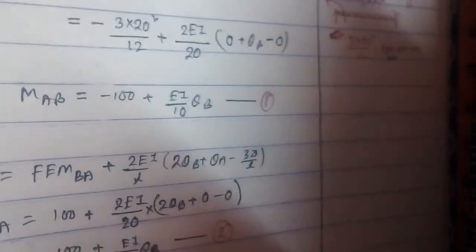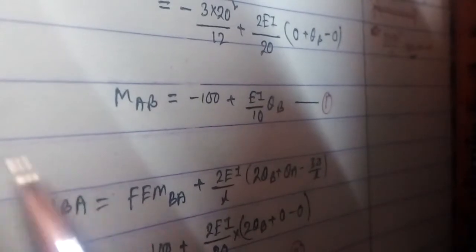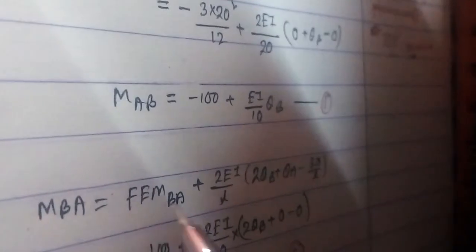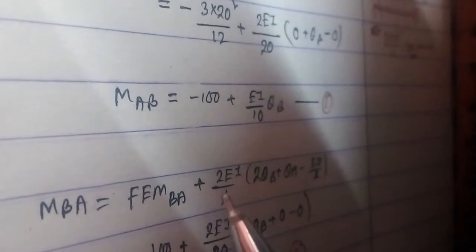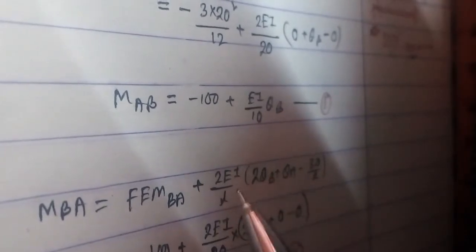Now for span AB, we have to find out the moment MBA from B to A, that is FEM BA plus 2EI by L times 2 theta B.